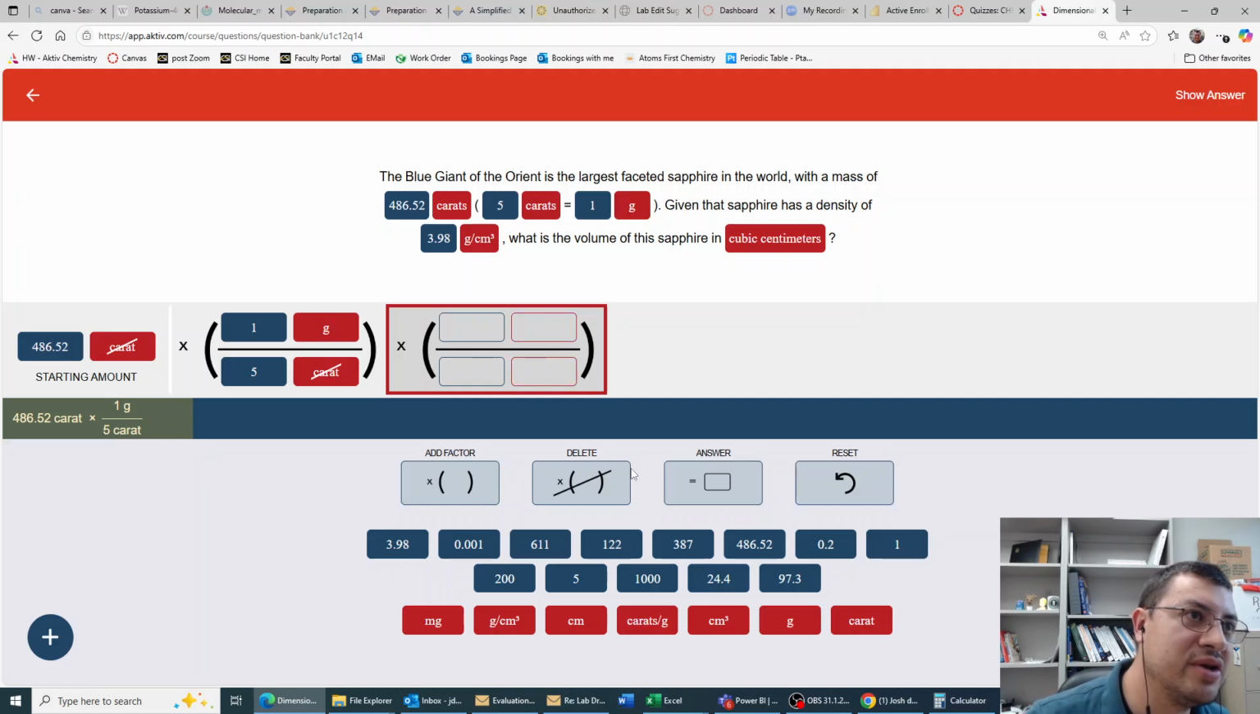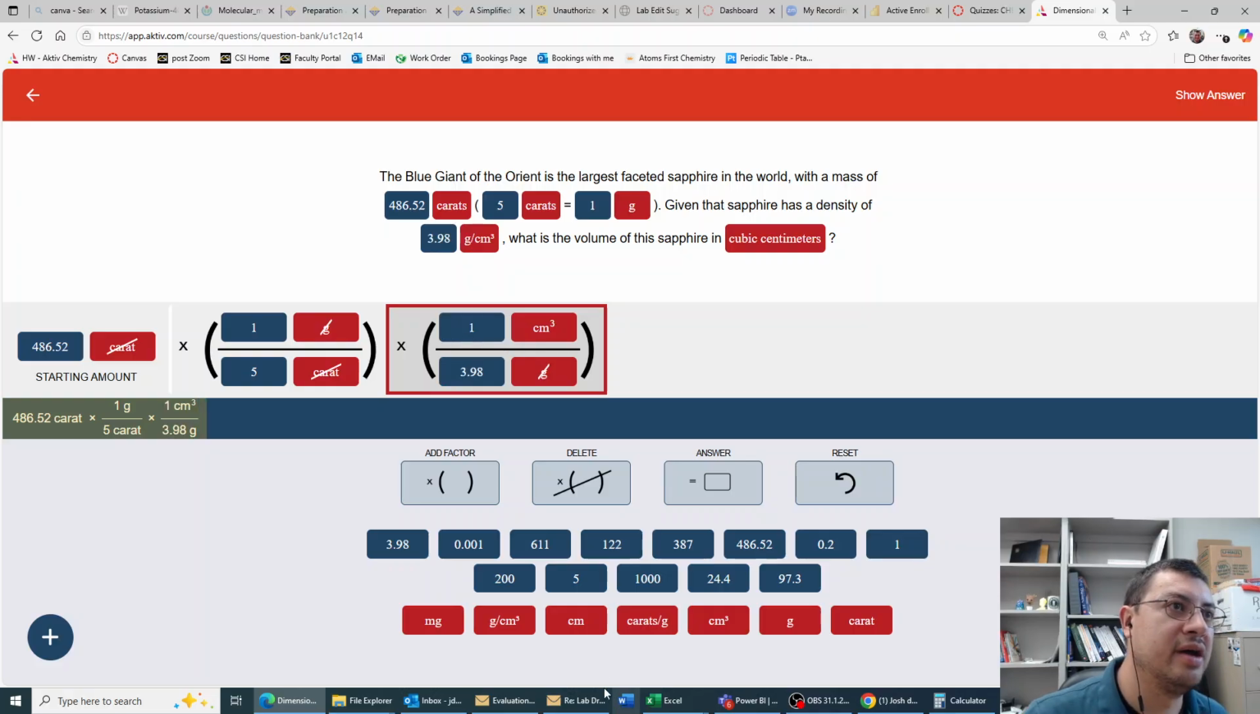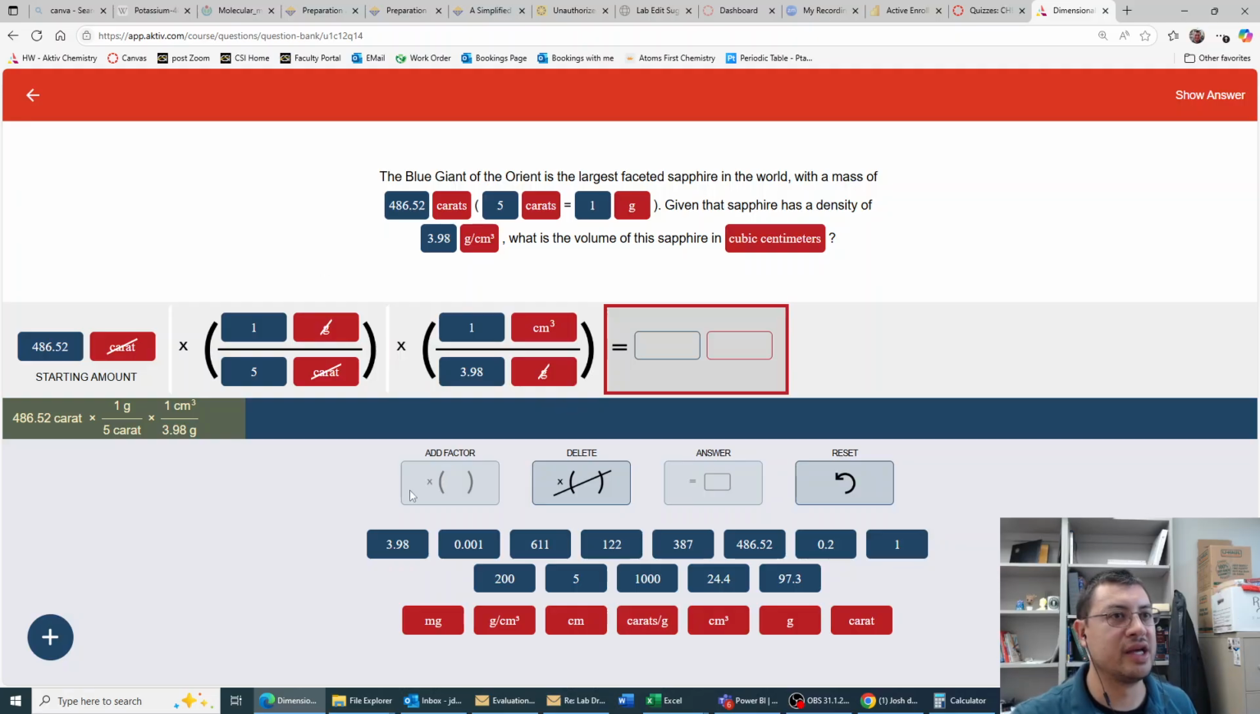So feel free to do that. If that feels weird to you, then you can do it manually. I don't really care. See, same outcome anyways. Grams cancel. And it's 3.98 that's stuck with the grams. And we go like that. Okay, and then you should be able to get the answer from there.